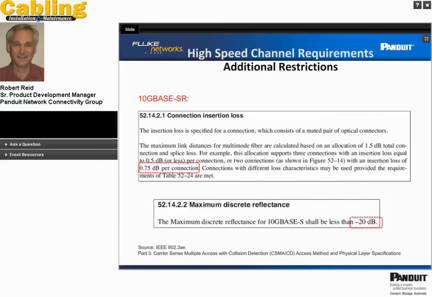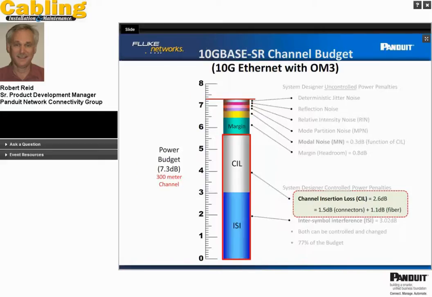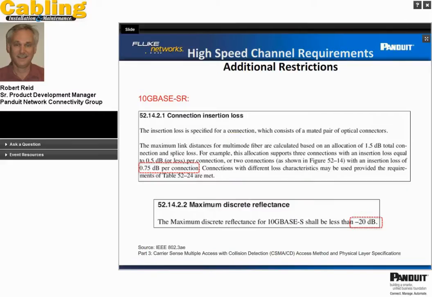So you can see there that last slide, I'm just going to head back one slide a bit here. So channel insertion loss, 2.6 dB. So we've got 1.5 dB of connectors and 1.1 dB of fiber. With respect to the standard, that 1.5 dB of connectors really comes from two 0.75 dB connectors.